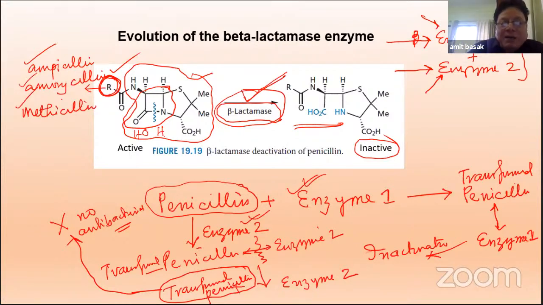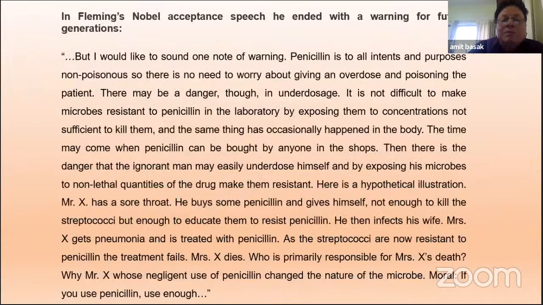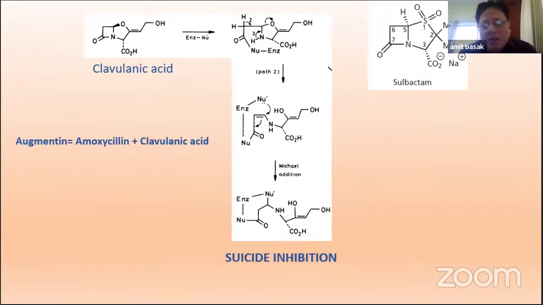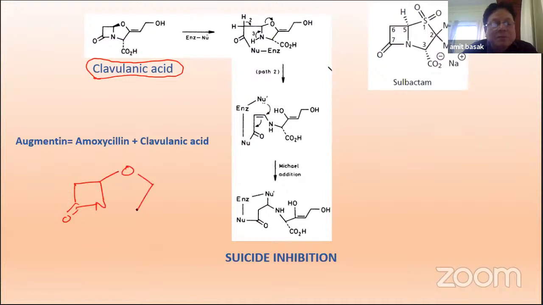Once people identified the second enzyme, different pharmaceutical companies started looking at different molecules which target the second enzyme. Remember that beta-lactamase. And what they came out with, actually, again, it is Mother Nature who gave us a molecule, which is called clavulanic acid. The structure is like penicillin, but it is not penicillin. There are some differences. This is the structure.